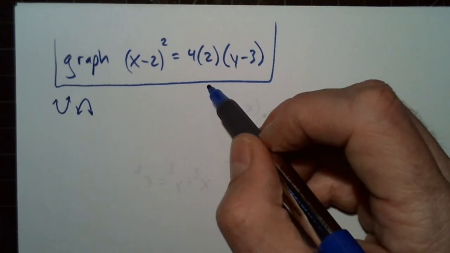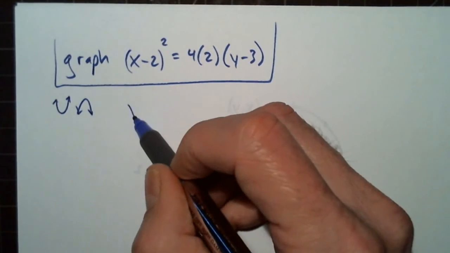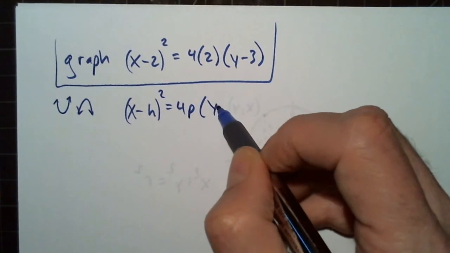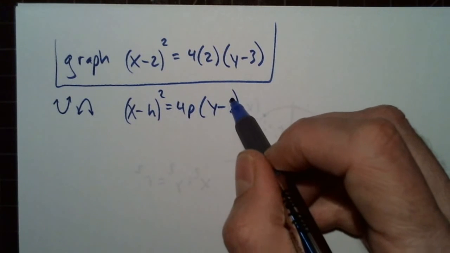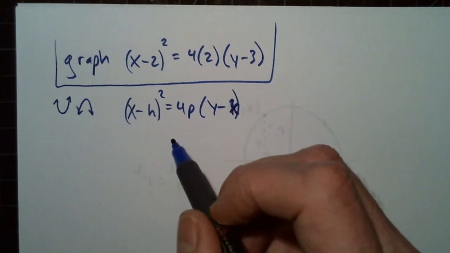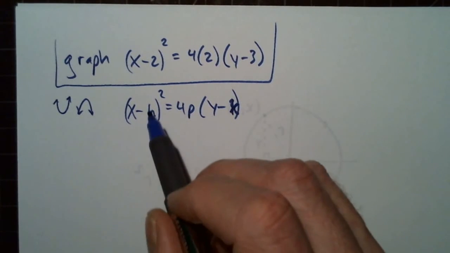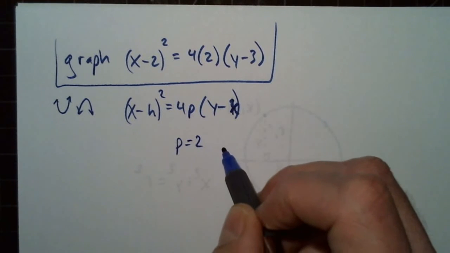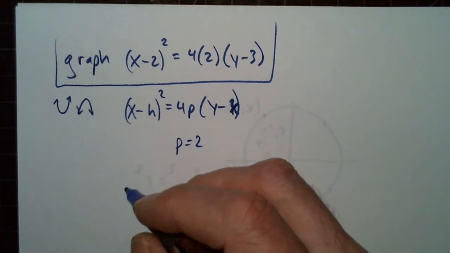And we have p, let's do x minus h squared equals 4p y minus k. I'm sorry, this should be k. So if we just remember this formula, then we can match everything up. And we say that p equals 2, so that means we're going to travel a distance of 2 upward to the focus.